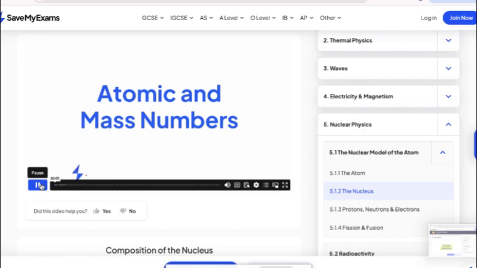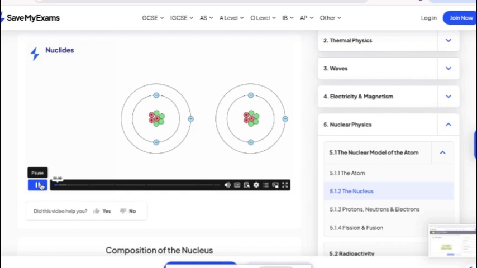Hi, this video is all about atomic and mass numbers. We'll start off with nuclides. A nuclide is a type of atom with a set number of protons and neutrons. The atoms shown here both have 3 protons and 4 neutrons. This means they're the same nuclide.